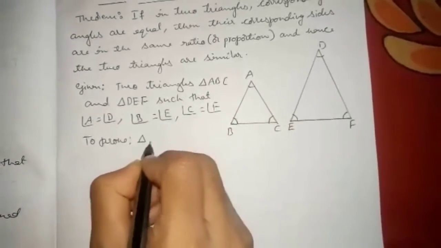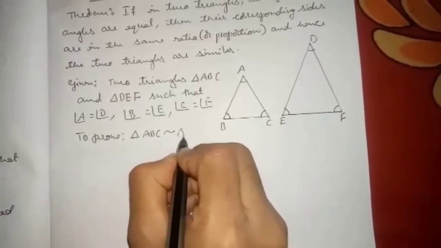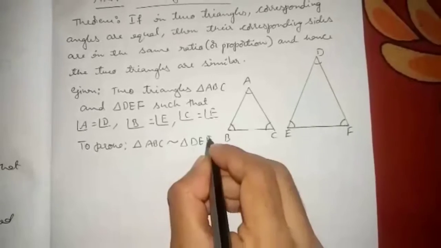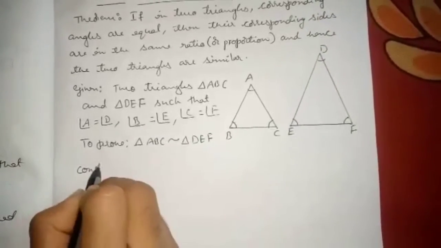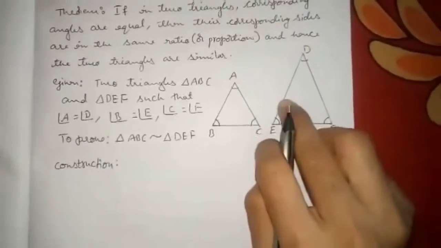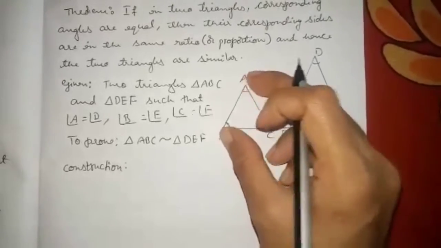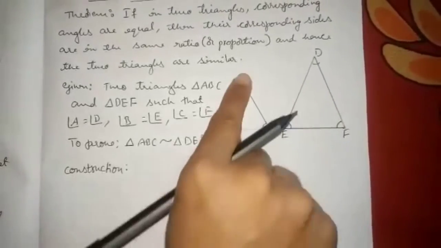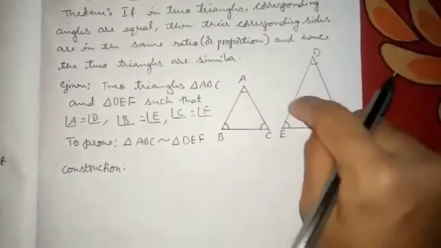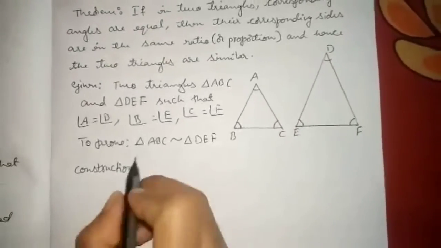So we'll write, to prove: triangle ABC is similar to triangle DEF. For proving this, we'll construct a line. So we'll write construction here. You have to construct a line such that it should be equal to AB. You have to take the same measure of AB, and that should be equal to this.